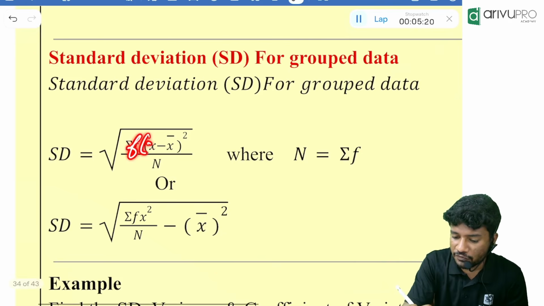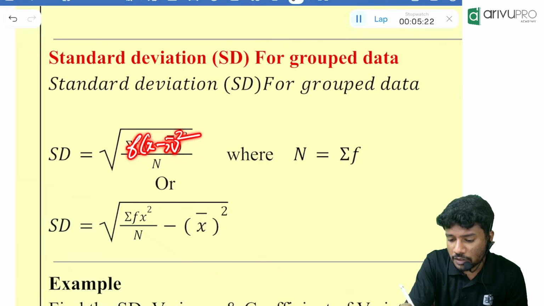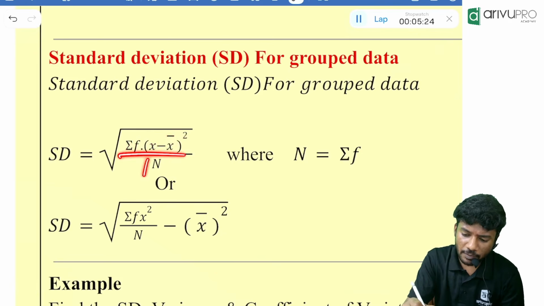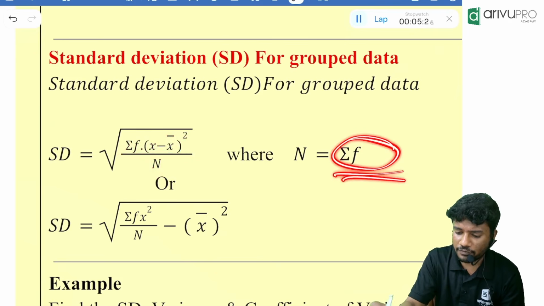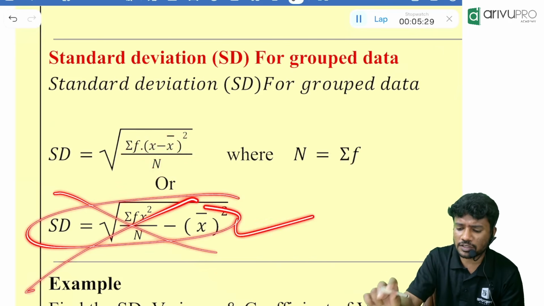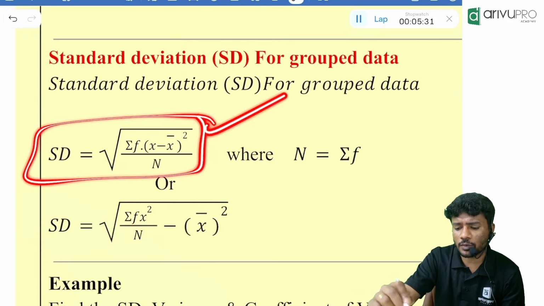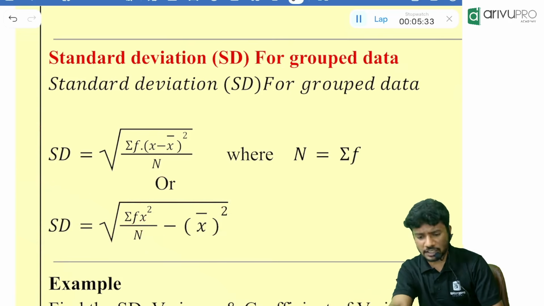So it will be what? F into x minus x bar the whole square, then divided by n. N is what? Sigma f. Then the second equation is not required for this question. Only one equation is required. You can use the first equation and get the answer.